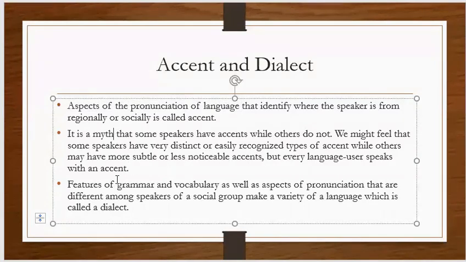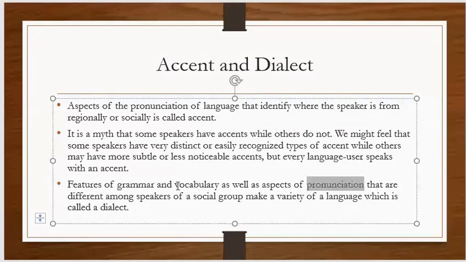Now, apart from accent, we have a dialect as well. The features of grammar and vocabulary, as well as aspects of pronunciation, that are different among speakers of a social group, make a variety of a language which is called a dialect, right? Now, in accent, we were only dealing with the aspects of pronunciation.